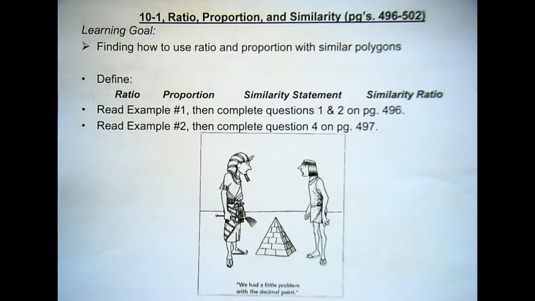So you have chapter 10, chapter 11, and chapter 12 left. 10 is on similarity. Talk about similar figures. 11 is on your trig functions. And 12 deals with circles. And then we are done.